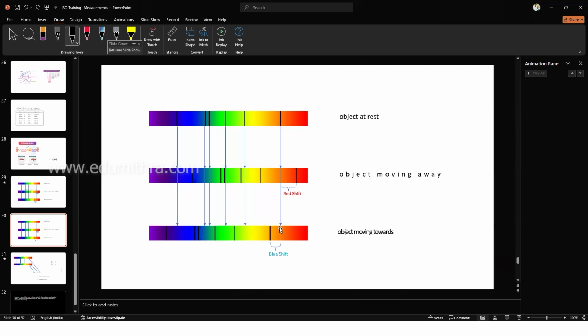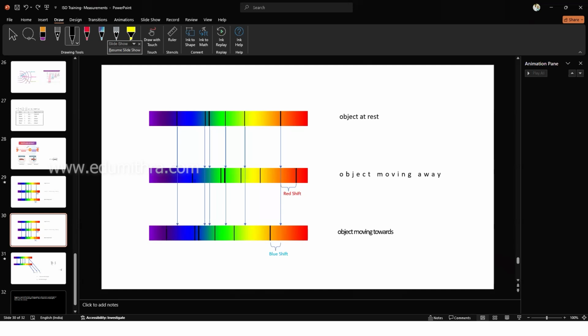At the same time, if it is coming towards us, instead of shifting to the red side, it will shift towards the blue side. That change in the actual position of the spectral lines is called a shift. If it is towards the red side, it is called redshift; if towards the blue side, blueshift. If it is a redshift, we can say the object is moving away from us. If it is blueshift, it is moving towards us. And from this, we cannot measure the distance to an object.